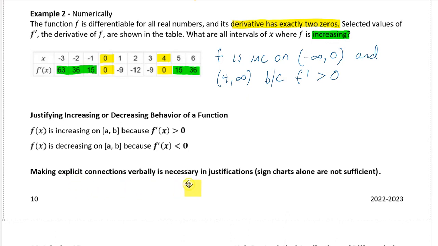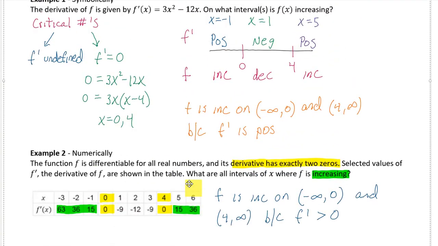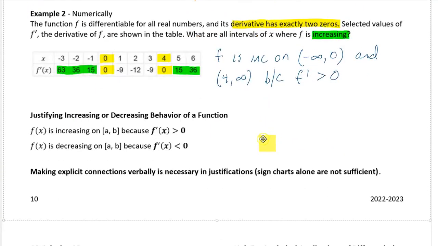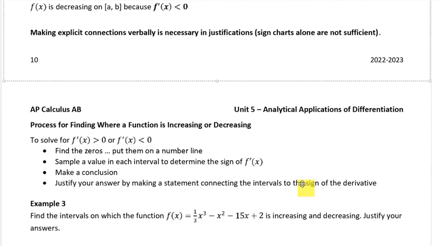Okay, so in example 1, we just did the sign chart, but we also explained the meaning of that sign chart and what is happening. So you have to be able to explain. A sign chart alone is not enough. Okay?